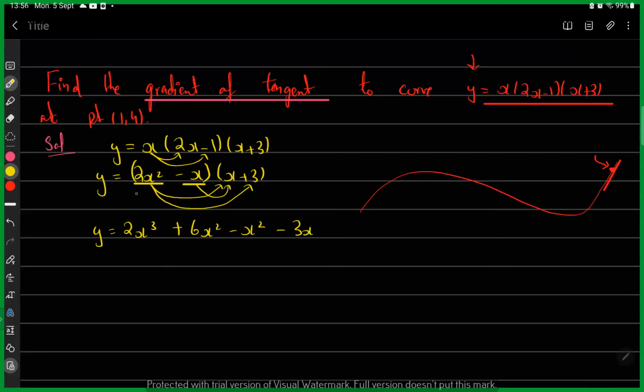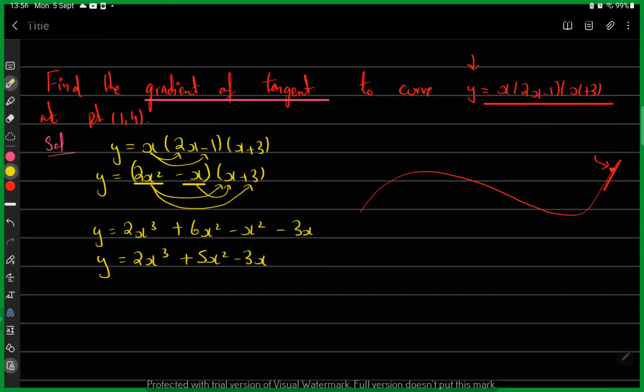Okay, so 2x squared multiplied by x gives 2x cubed, 2x squared with 3 gives 6x squared. Then minus x with x gives minus x squared, minus x with 3 gives minus 3x. Let me just simplify this: 2x cubed plus 5x squared minus 3x. Okay, this is basically the equation of the curve.